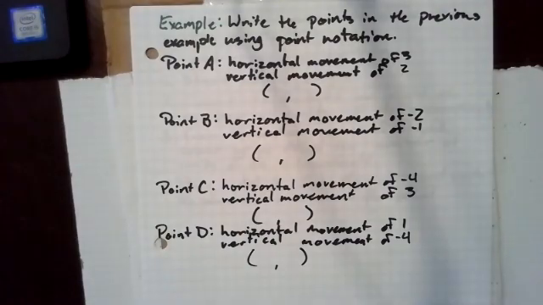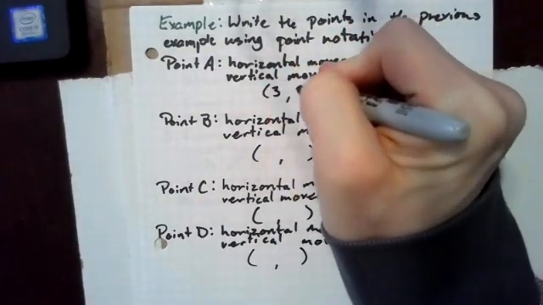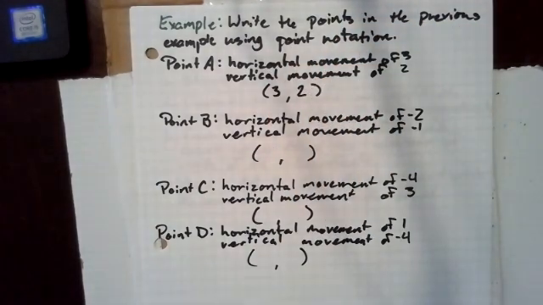So for example, we will now write the points in the previous example using point notation. Point A had horizontal movement of 3 and vertical movement of 2. So we just write that as (3, 2). We can make these signed numbers. We can say plus 3, plus 2, but we don't have to because we know that if we just say 3, that means plus 3. 3 is positive, negative 3 is negative.